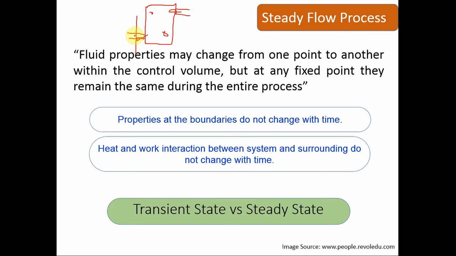In a steady flow process, we take properties at the boundaries do not change with time, right? Also, we take heat and work interaction between the system and the surroundings do not change with time. With these characteristics, we can get back to our energy balance equation for open systems.